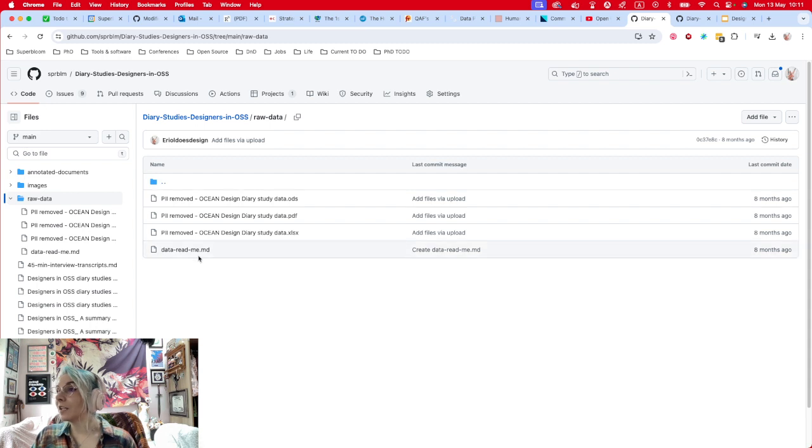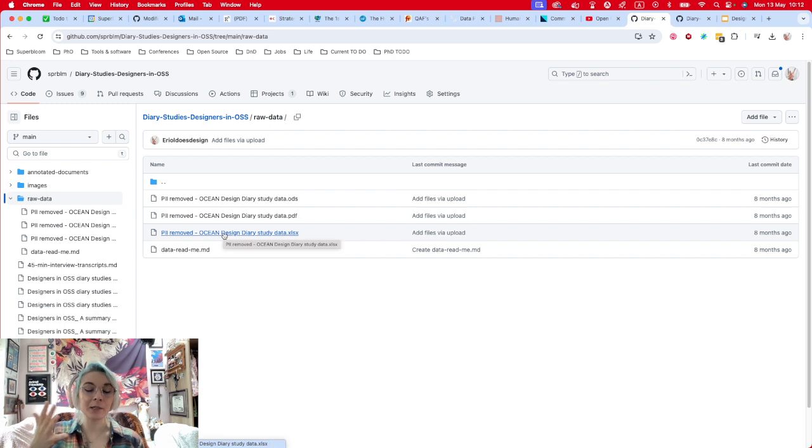So in here we have another folder, just to go through the folder structure first of this project in the repository that's hosted on GitHub. So we have a folder which is the raw data, or just the data that we used to formulate the report, which I'll go through as we do a walkthrough on the report. But we do have 3 different formats of the data used to inform the report, which are 10 to 16 weeks of diary entries by designers doing contributions to open source.